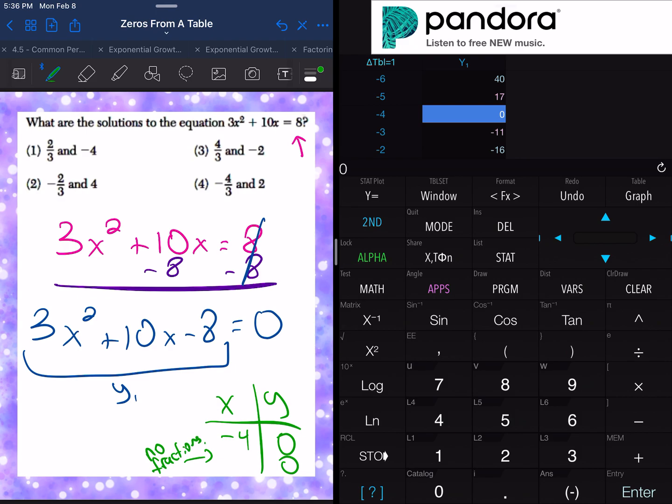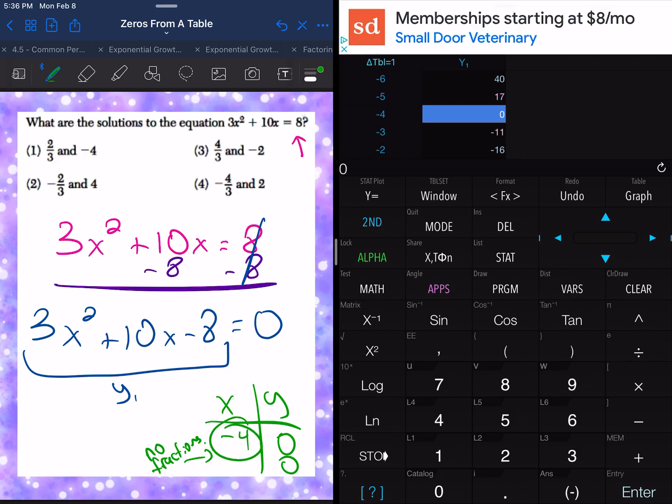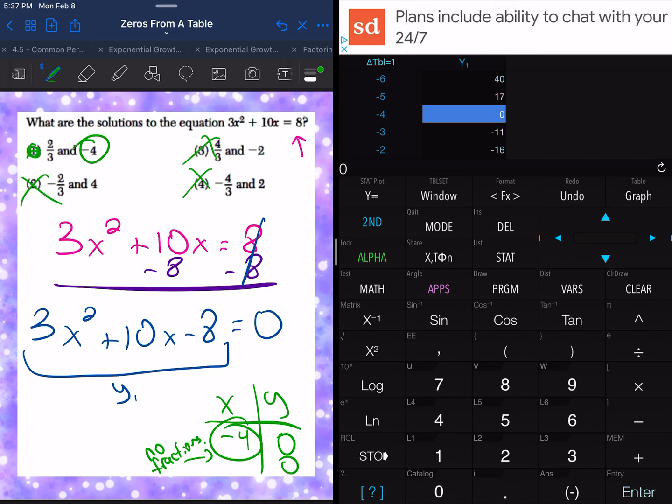So I'm going to go to my choices here with the 1, 0 that I got. I need a choice that has negative 4. Which choice should I go with? Choice 1 is the only one that has negative 4. So none of the other choices could possibly be my answer. I didn't even have to worry about that fraction.